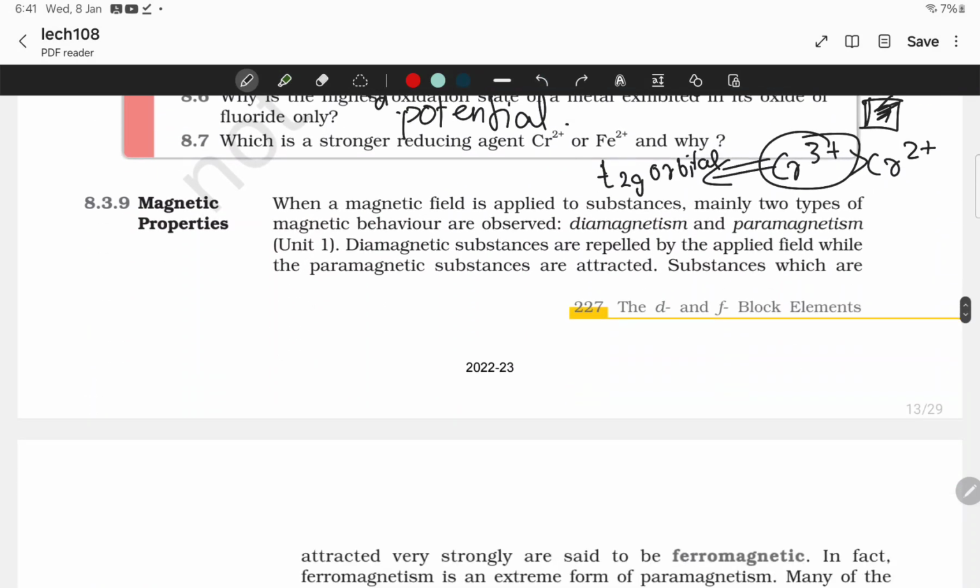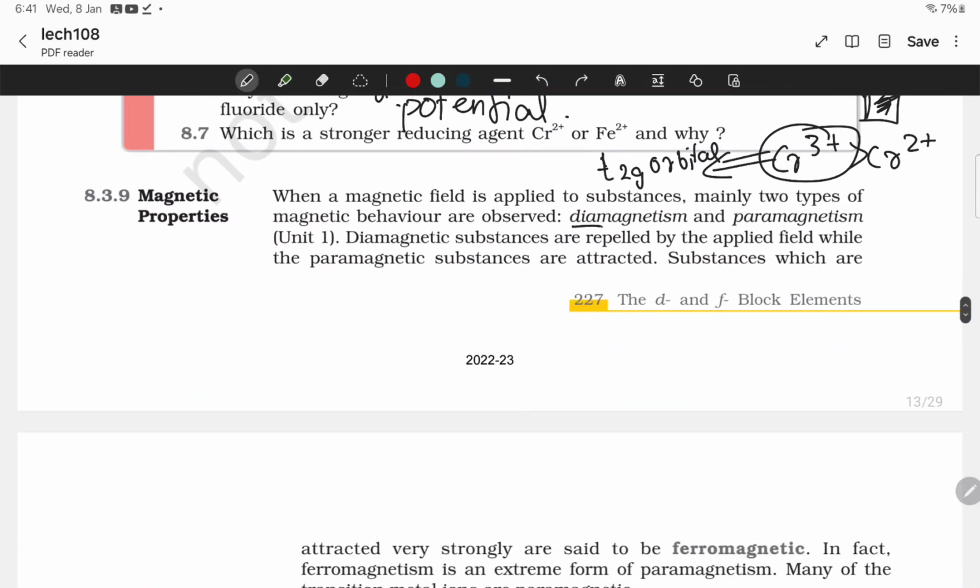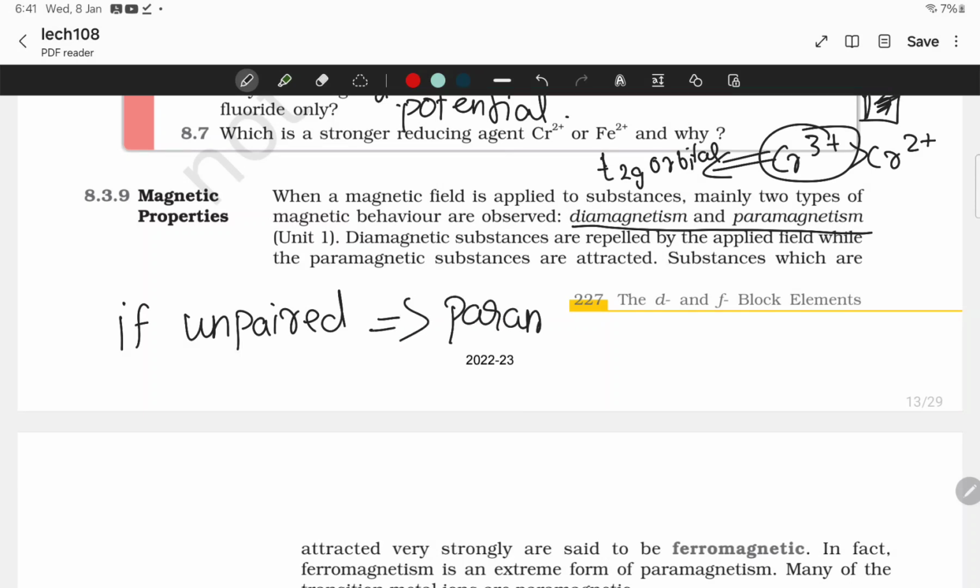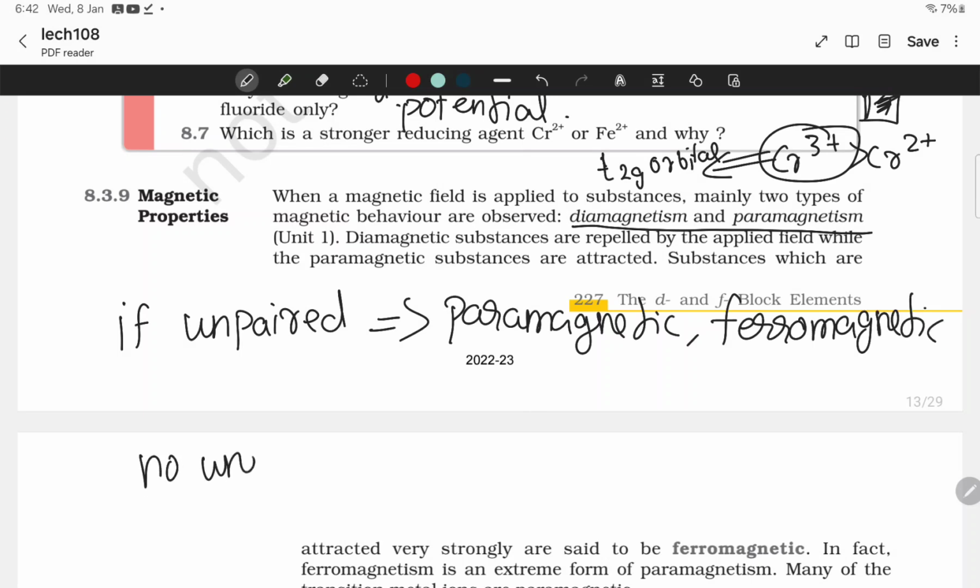Now magnetic property. There are two properties, that is diamagnetism and paramagnetism. If an unpaired electron is there, mostly it will be paramagnetic. If there are many unpaired electrons, it can also be ferromagnetic. But if there are no unpaired electrons, it is mostly diamagnetic.